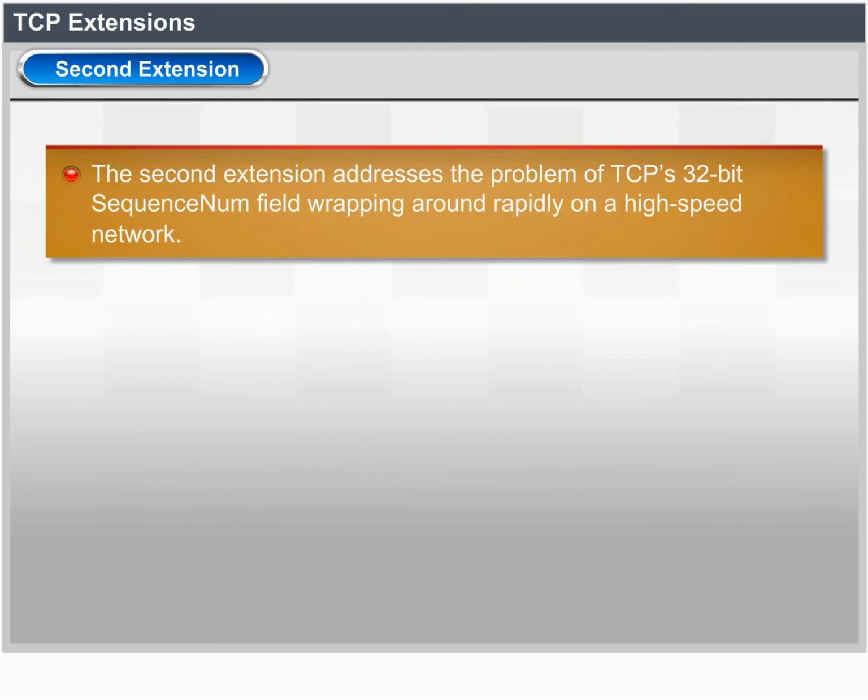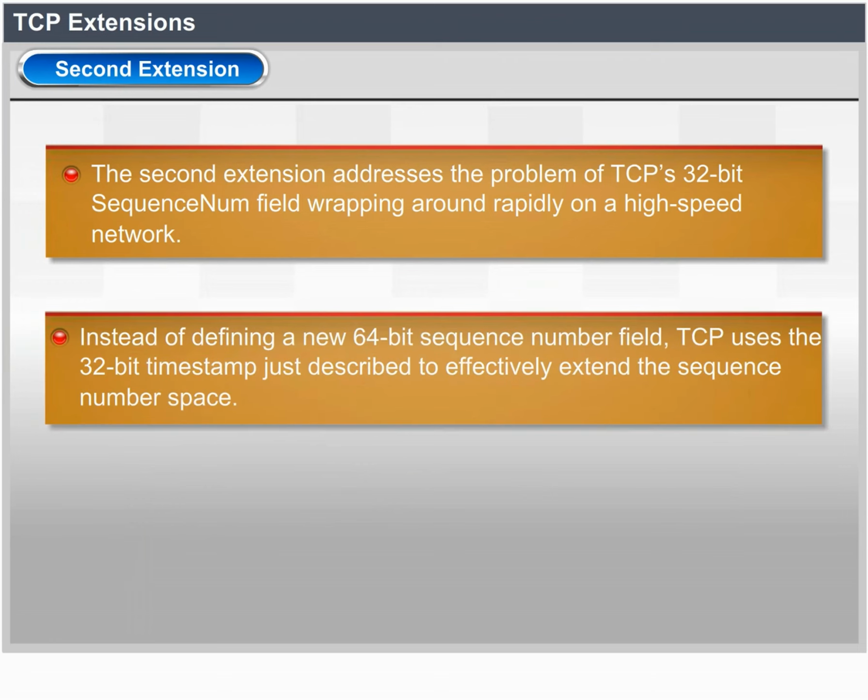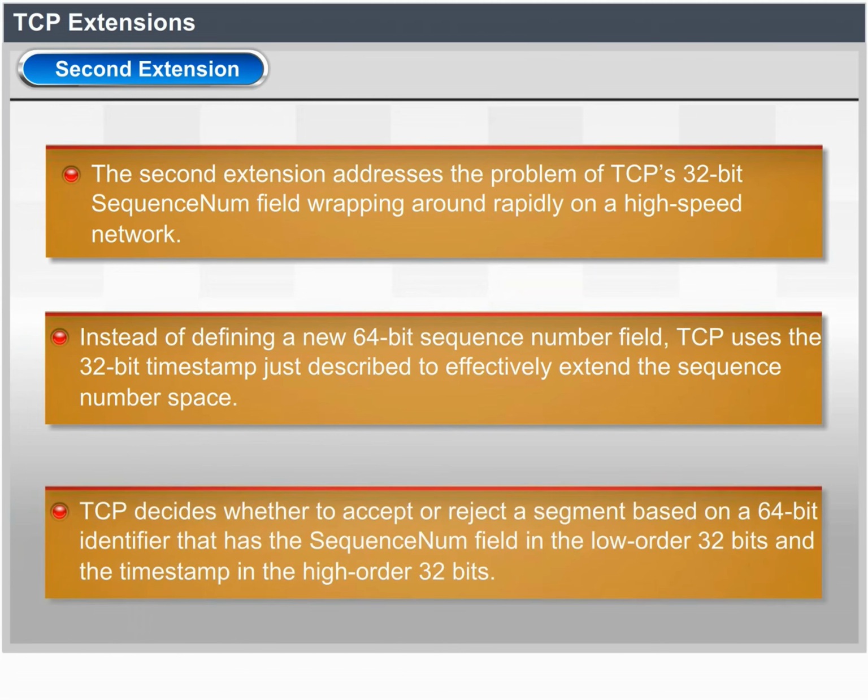Second extension. The second extension addresses the problem of TCP's 32-bit sequence number field wrapping around too soon on a high-speed network. Rather than defining a new 64-bit sequence number field, TCP uses the 32-bit timestamp just described to effectively extend the sequence number space. TCP decides whether to accept or reject a segment based on a 64-bit identifier that has the sequence number field in the lower order 32 bits and the timestamp in the higher order 32 bits.